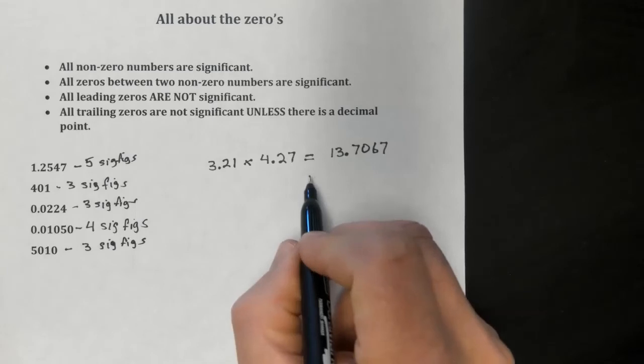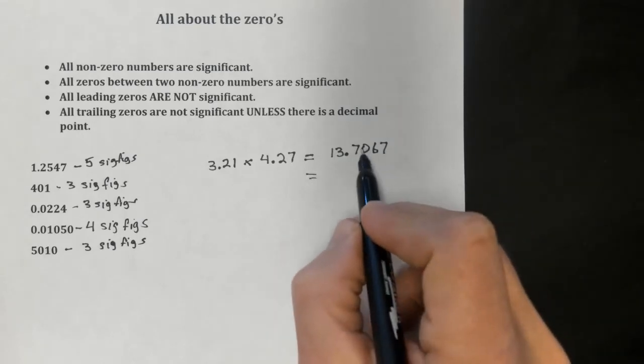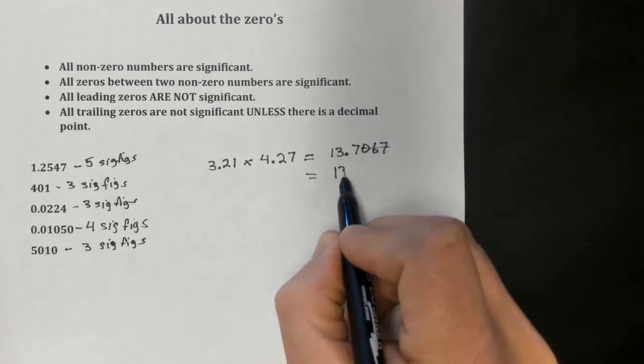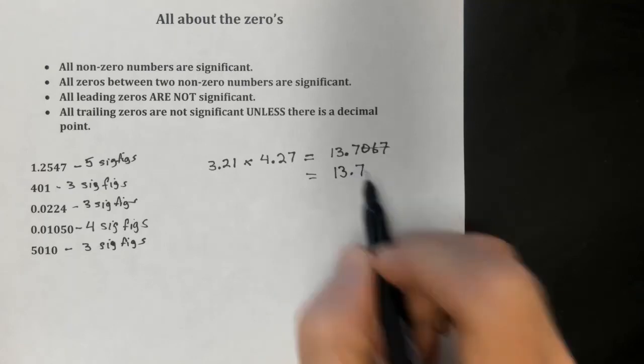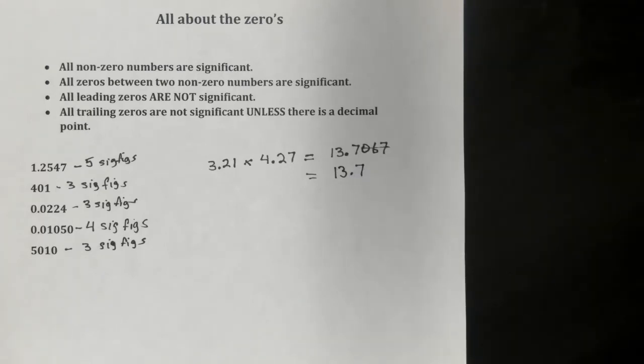So these are crossed out, and we can only record 13.7. That's the only thing that we're sure of based on our measurement.